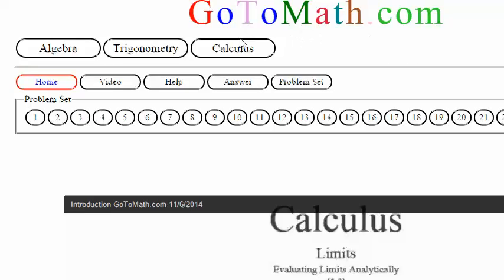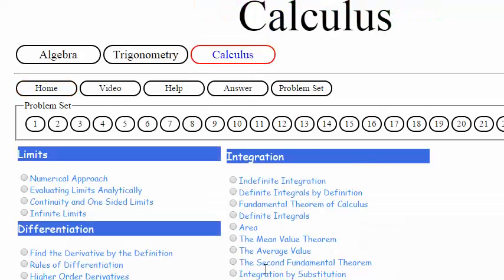Hey, we're over here at go2math.com trying to get something done. We're doing the average value.